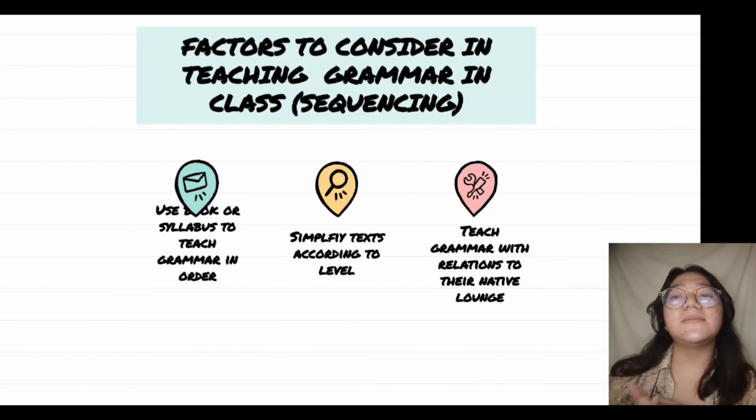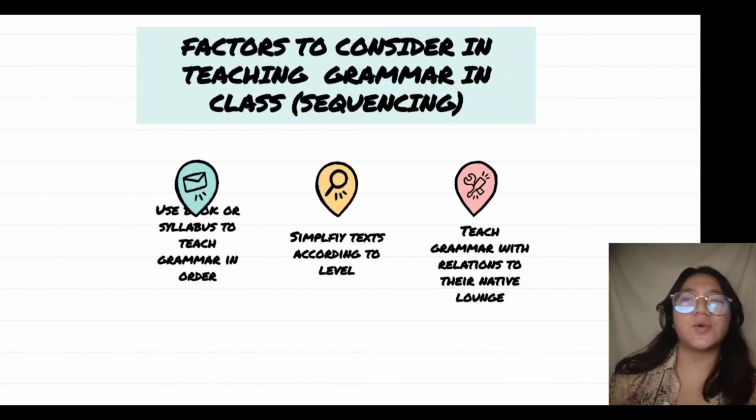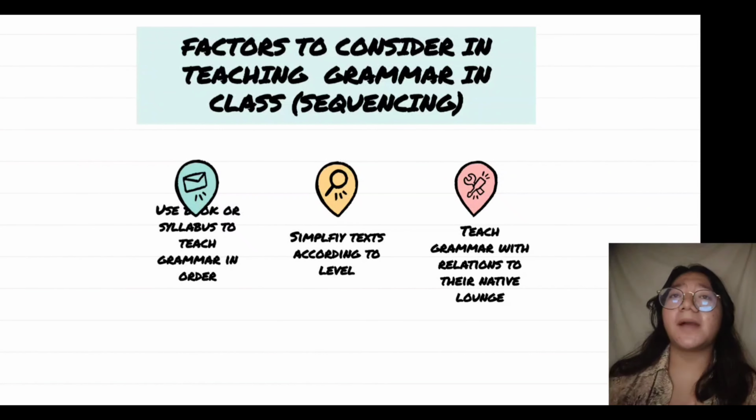So, number 2 is simplify text according to level. If you are teaching a high school student, for example, magbibigay ka ng resources. For example, you are teaching grade 7, then you will give them an example of a classic text. So, paano nila ma-deliver or paano nila makukope up or maiintindihan yung text na yon if yung binigay mong materials is not appropriate to their level. So, simply give them a simple text or stories.